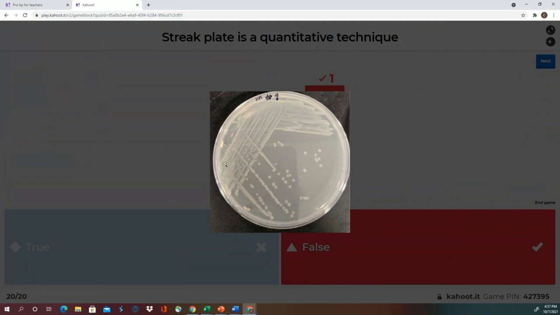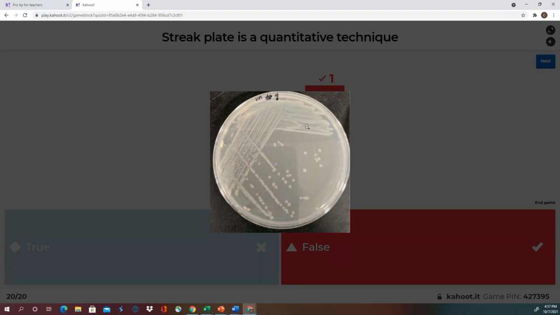And we use this technique a lot of times if we have a mixed sample. So maybe if you took a water sample somewhere and you wanted to see what was growing, you're gonna have a lot of organisms in that. So it's a mixed sample. And by doing the streak plate, you can look at individual colonies that grow, and each species is gonna grow differently.